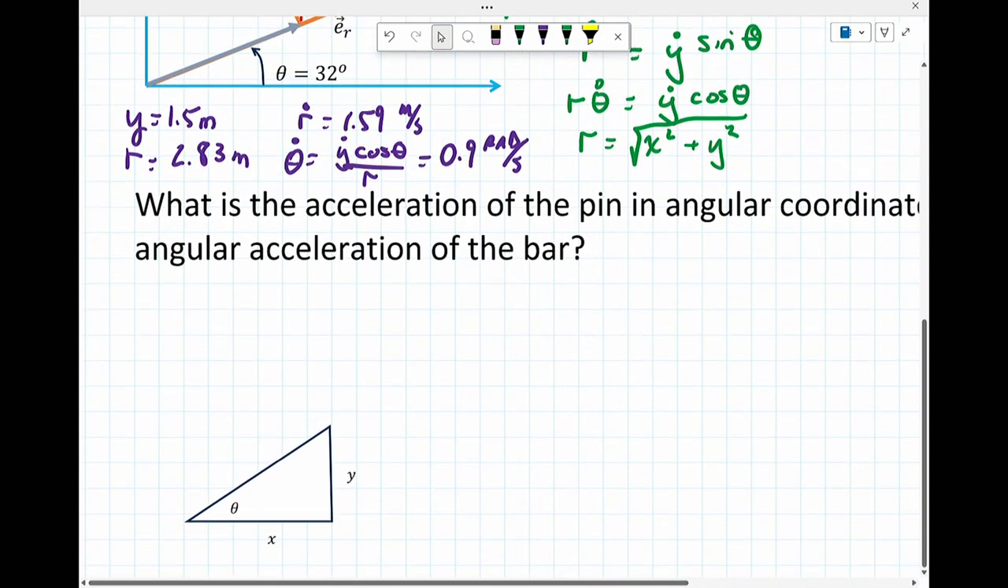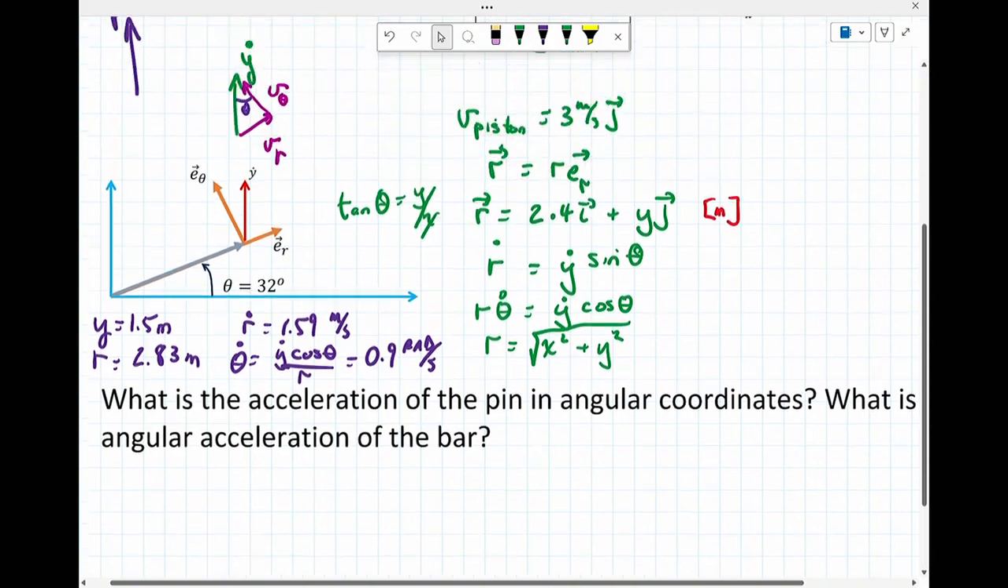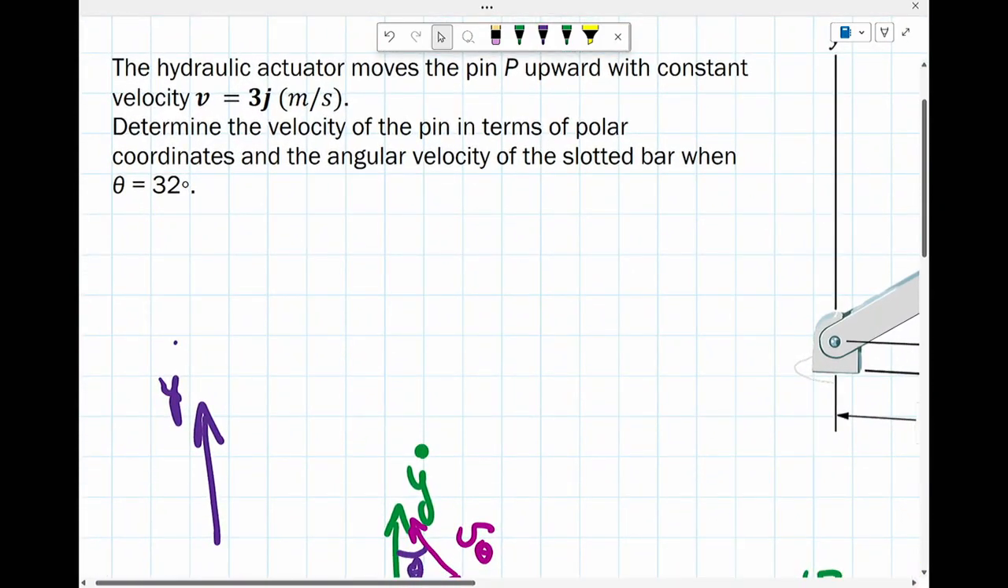So you can continue this. Now you're told, what is the acceleration of the pin in angular coordinates? And what is the angular acceleration of the bar? Now this is a little bit funny because at the very beginning of this problem, you're told that you have a constant velocity v. So v is equal to 3j meters per second. Acceleration of the bar in xy coordinates is 0.